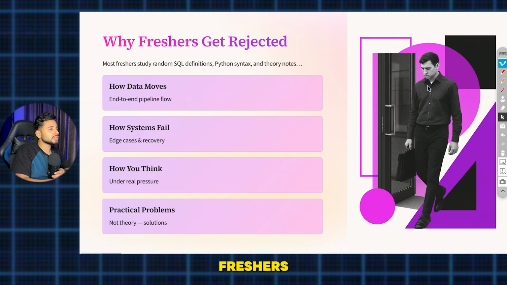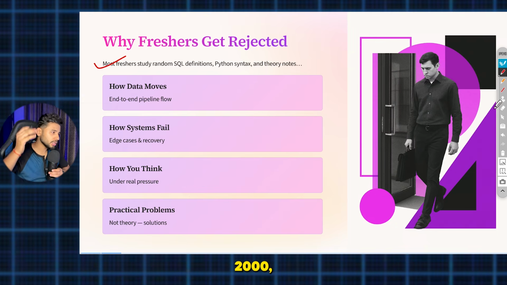There are several reasons why freshers are getting rejected. Most freshers study random SQL definitions, randomly study Python syntax, not exactly practicing, they are just doing the theory. And in this era, it is 2026, it is not like 2002, 3, 4, 5. No, it is 2026. More practical applications and more practical learning are important.